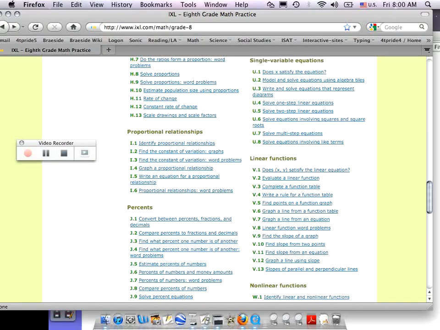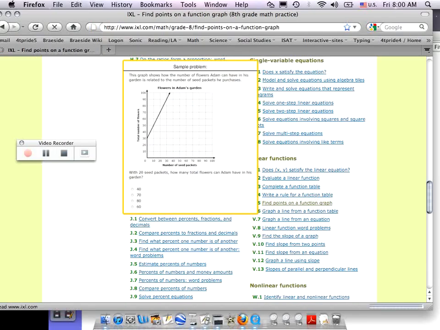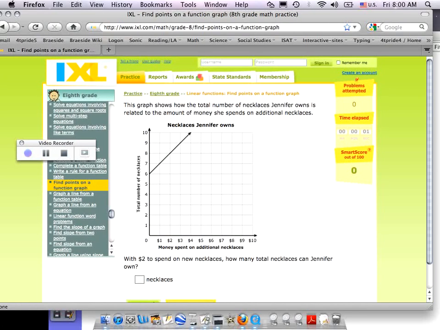All right, find points on a function graph. Now it's the opposite. It gives you the graph, and you need to figure out the information. When you get a graph like this, make sure you read the title and the labels of the x-axis and the y-axis. In this case, the graph shows how the total number of necklaces Jennifer owns is related to the amount of money she spends on additional necklaces.